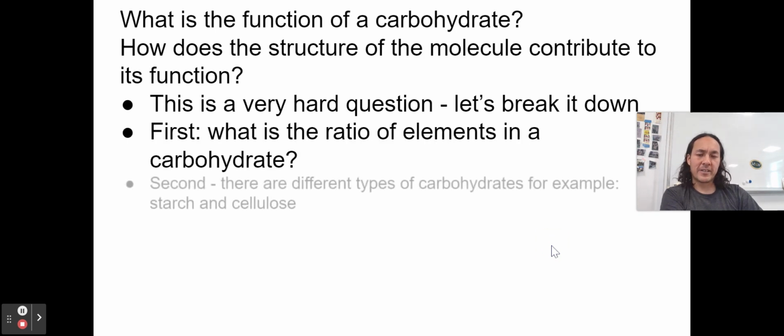Okay. This is a hard question. Like, what is a carbohydrate? And we know that it's breads and pastas, and it's what you eat before a race.